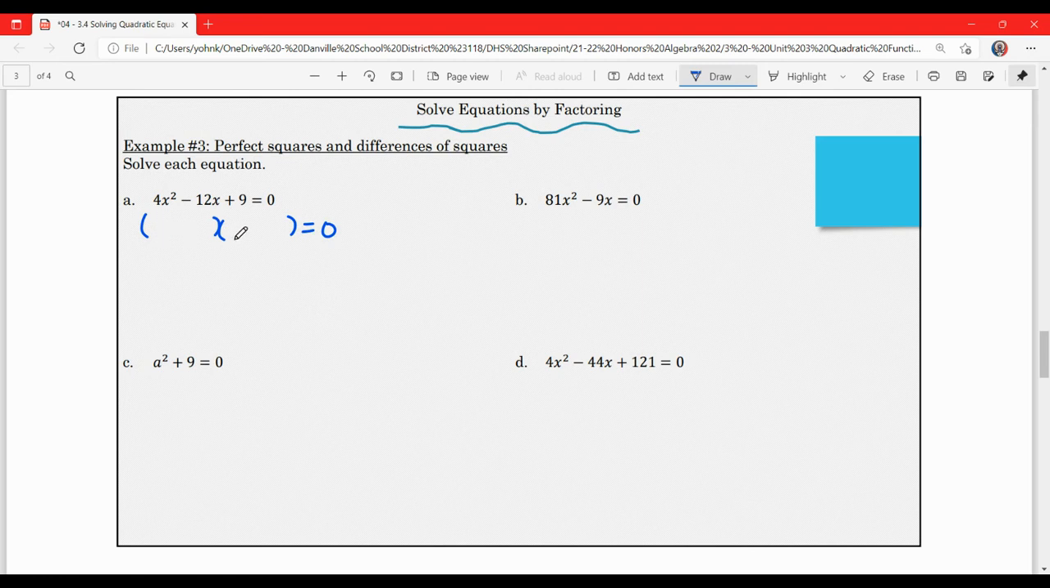The first two things in my parentheses have to multiply to give me the first thing in my problem, 4x squared. I'm going to do 2x and 2x. Then the last things in my parentheses have to multiply to give me the last thing, which is 9. So it's either 3 and 3 or negative 3 and negative 3. Because that middle sign is negative when I collect like terms, I have negative 3 and negative 3.